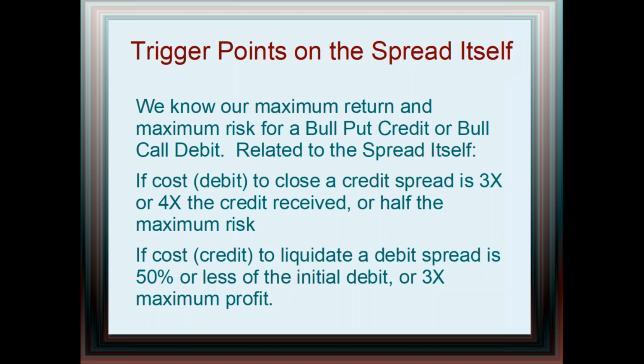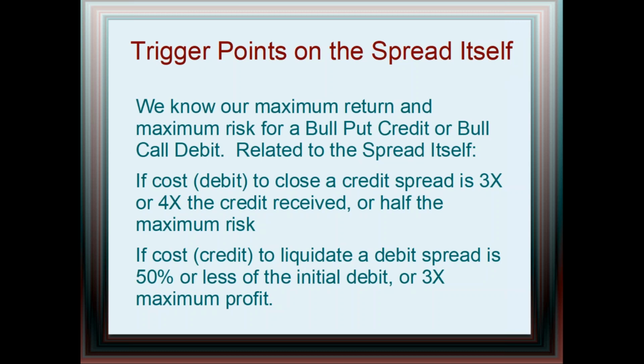Well, one way to consider a trigger point is based on the spread itself. If the cost to close the credit spread is 3 or 4 times the credit you received, so if I took in 50 cents on a bull spread and the stock starts to move against me, my liquidation cost is $1.50 or $2, or half the maximum risk. If it was $2.25, I might consider closing the position.